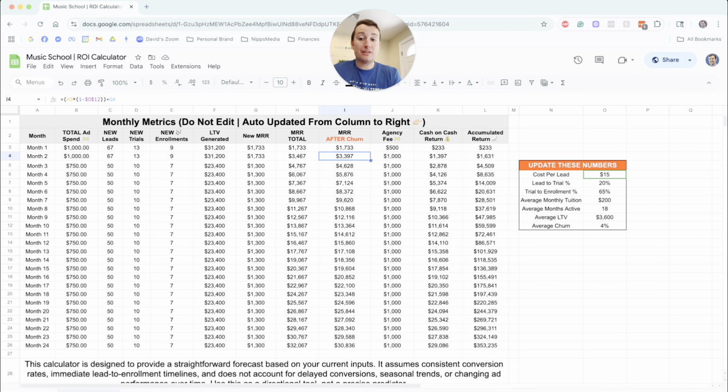So you spent another $1,000 this month, but now you made back $3,300. And let's say you factor in another $500 in cost. Your cash-on-cash return this month is $18.97, and your accumulated return for month 1 and month 2 is $21.31. Okay, now we're on to something here.